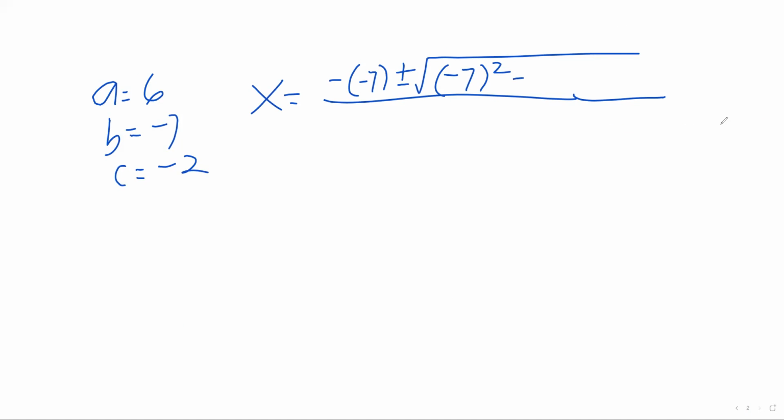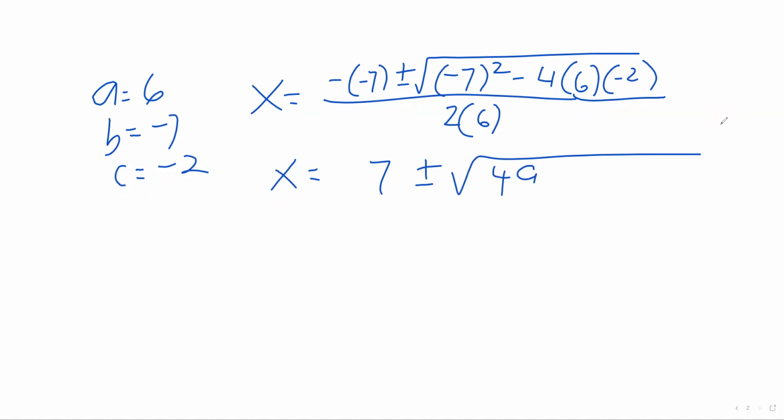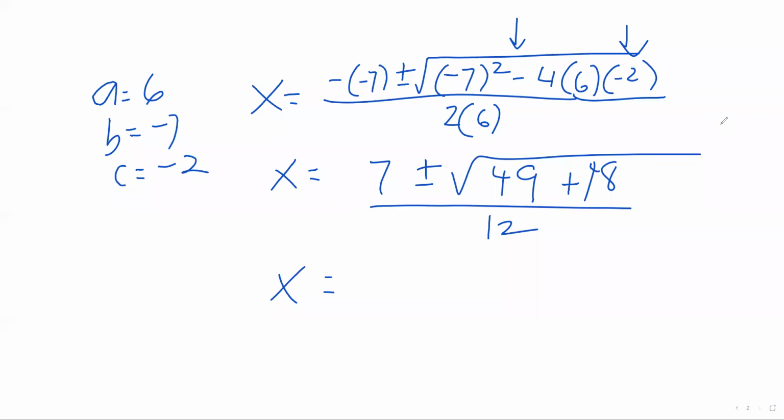And then I'm just going to go line by line. You're going to simplify the 7. You're going to do the square. Now, you're going to get a negative times a negative, the minus sign serves as a negative of that expression. And that's going to lead to 48. And this is going to be 12. And then x is going to be 7 plus or minus the square root of 97 over 12.